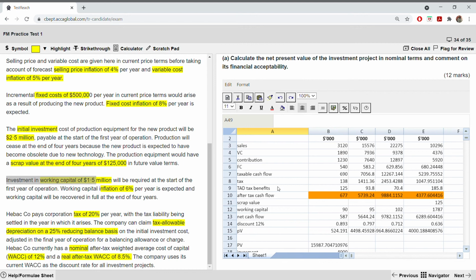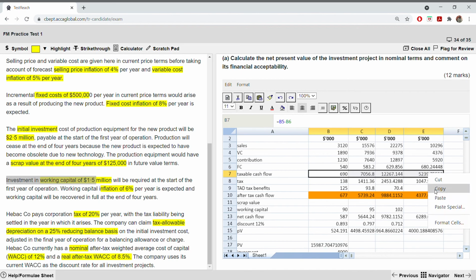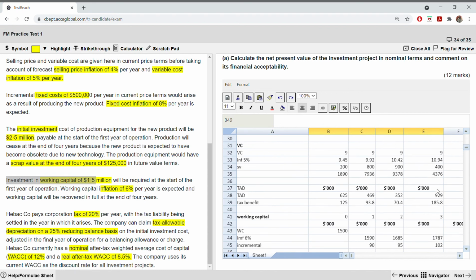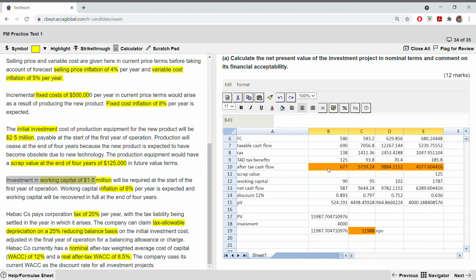You deduct your taxable allowable depreciation from taxable cash flow. So you take your taxable cash flow, okay? Use it as 0. Why? Let us go to taxable cash flow.